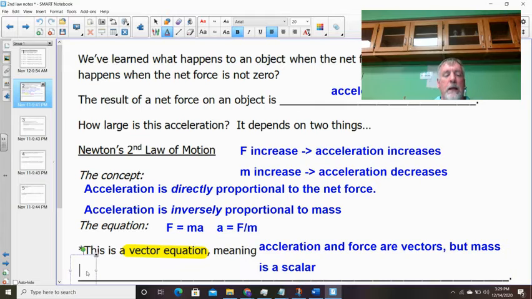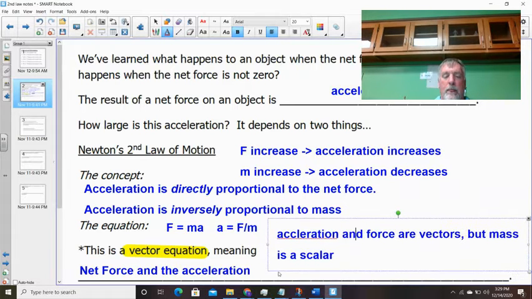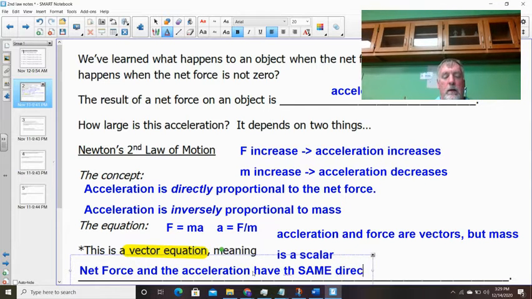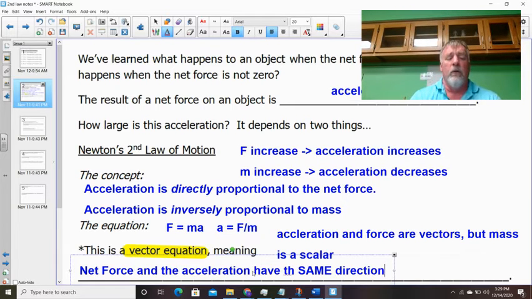And really the key thing here is that the net force and the acceleration have the same direction. Let me move this one out a little bit because that's getting in the way. Have the same direction. Again, might seem kind of obvious, but let's just make sure we're all understanding some of the key points. They have the same direction.